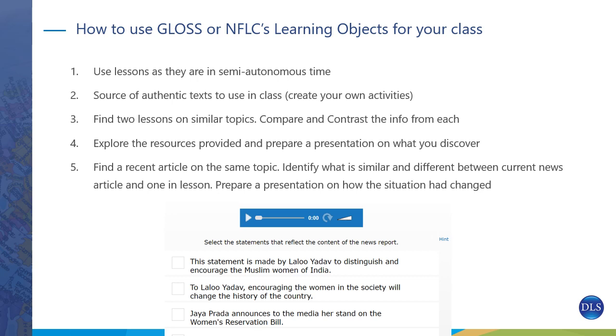So there are really a lot of things that you can do. Even if you just give the student the Gloss lesson, it can be a jumping off point for a lot of other really interesting and fun activities for the student.